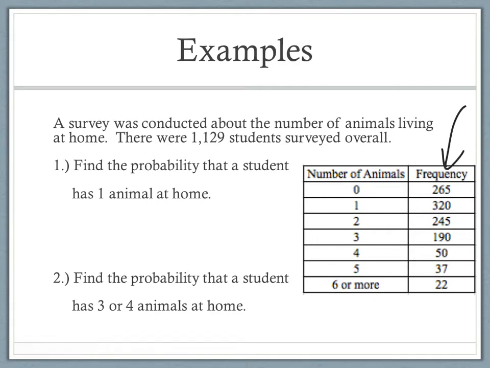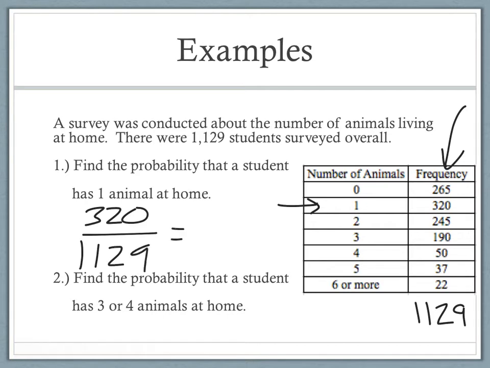So a survey was conducted about the number of animals living at home. There were 1,129 students surveyed overall, so we know our total is 1,129. We don't even need to add it up. So let's find the probability that a student has one animal at home. I'm going to look at number 1. Well, that was 320 over 1,129.